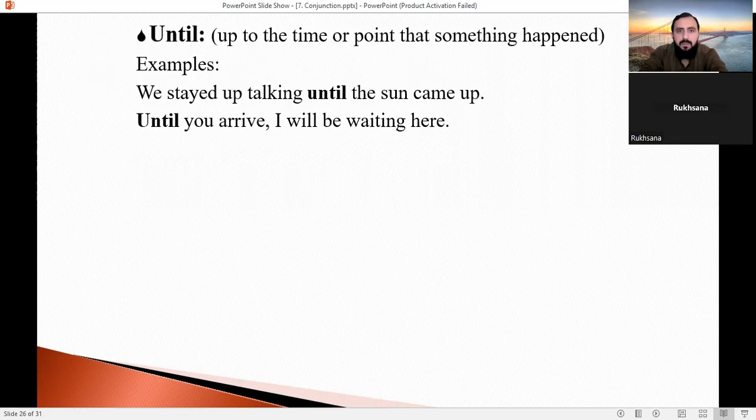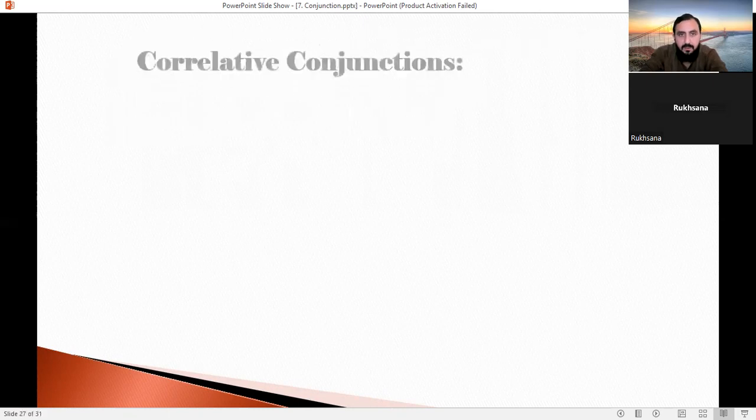We stayed up talking until the sun came up. So until the sun came up, this is the limit of an event. This is the limit of doing something. This is the limit where something stops, okay? Until you arrive, I will be waiting here. It means that when you arrive, I will stop waiting. So by the time you arrive, I will be waiting here.